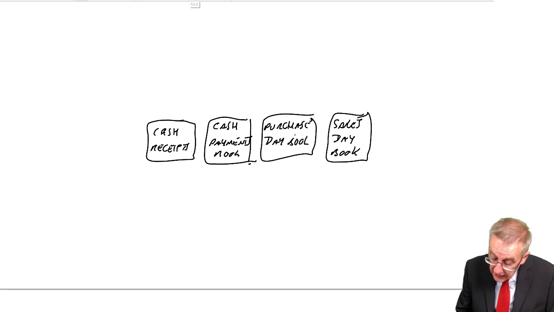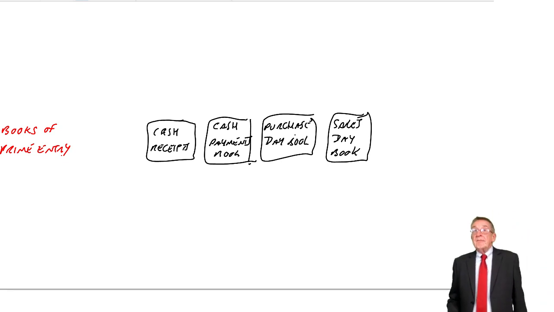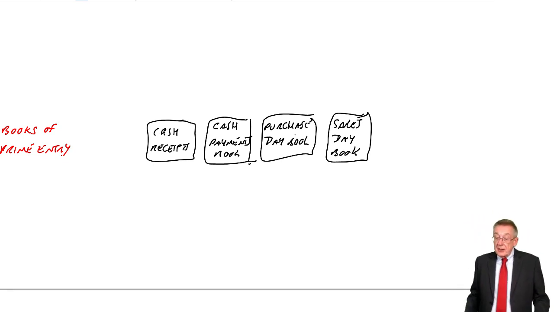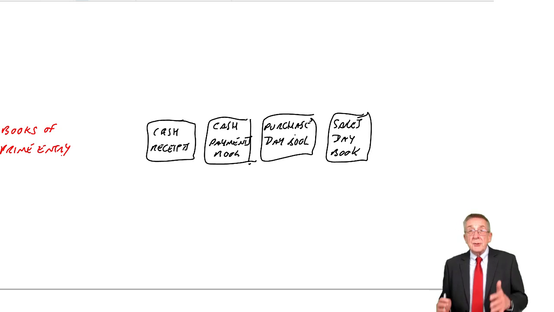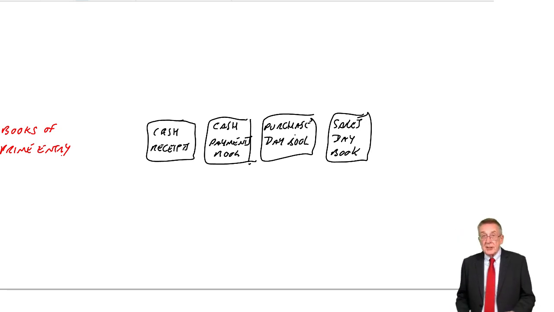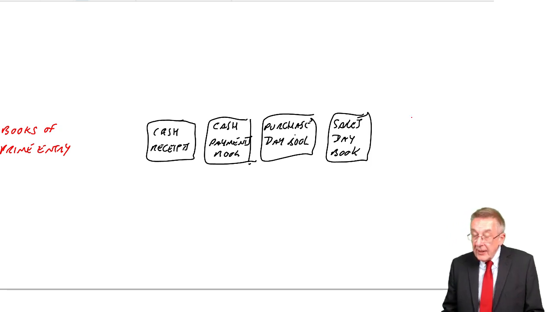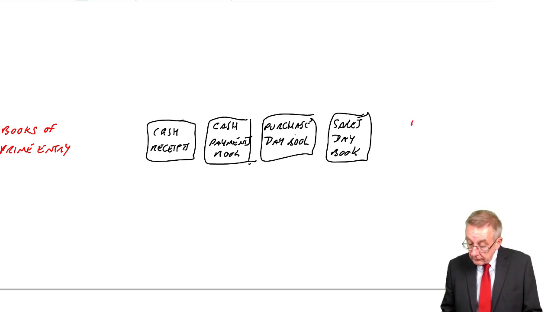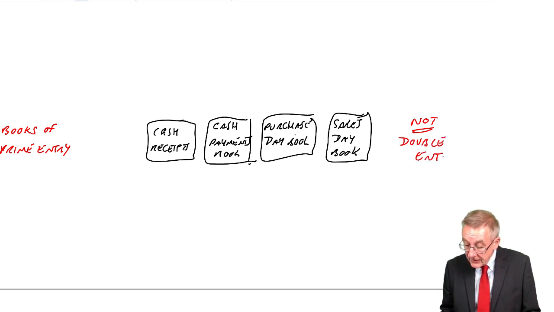Now, these books are known as books of prime entry. Prime means first in this context, so this is the first place we make a record of every transaction. And do remember, these are not double entry. There's no debit, there's no credit, they're simply lists.